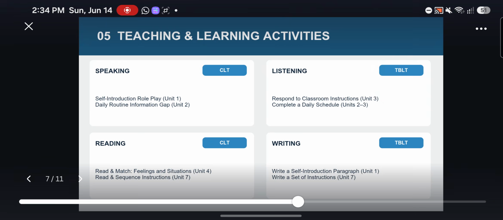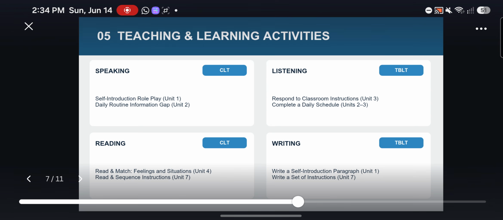Next, teaching and learning activities. Now I will explain the teaching and learning activities I designed. There are 8 activities in total, 2 for each skill, using CLT and TBLT.